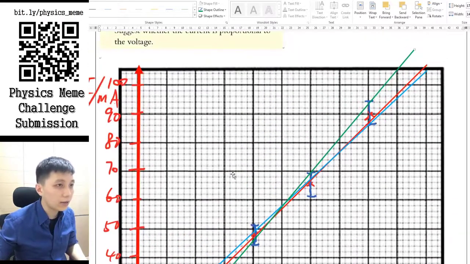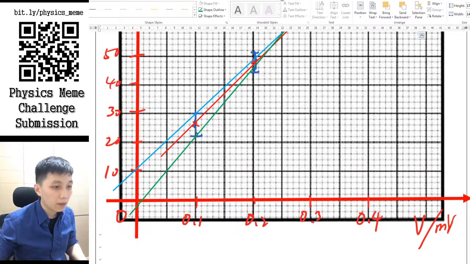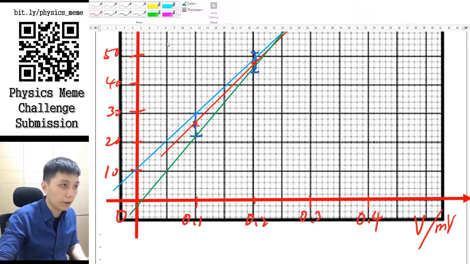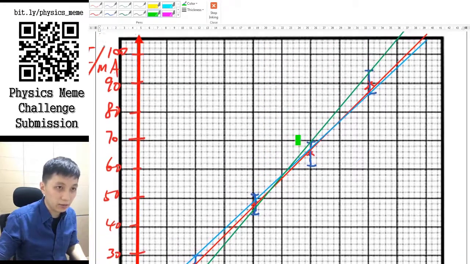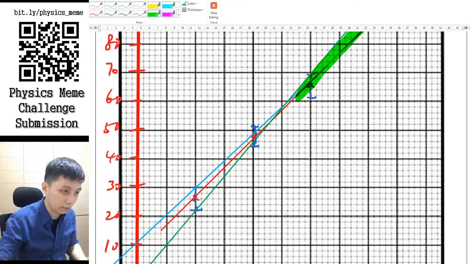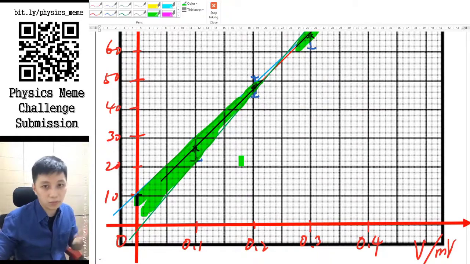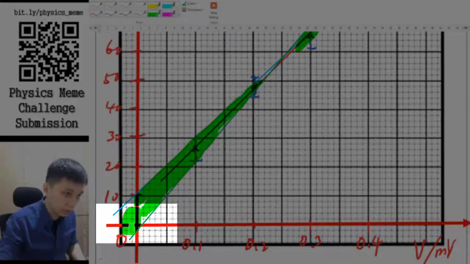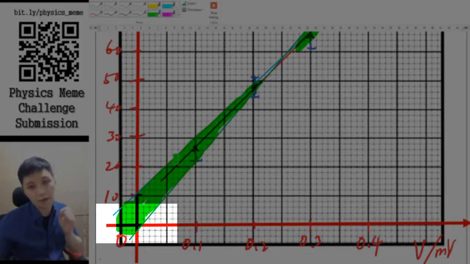Okay, so in this case, you can see the area covered by the maximum and minimum lines will have an area of this, basically. Of course, I drew over the space right here. So all these will be possible data that you can have. Most importantly is here, that it covers the origin.